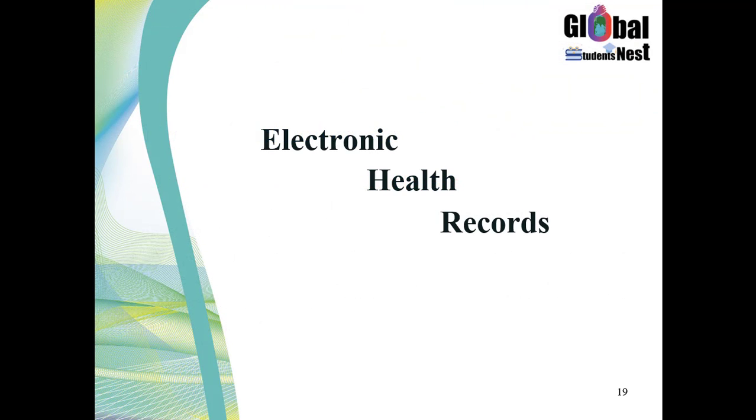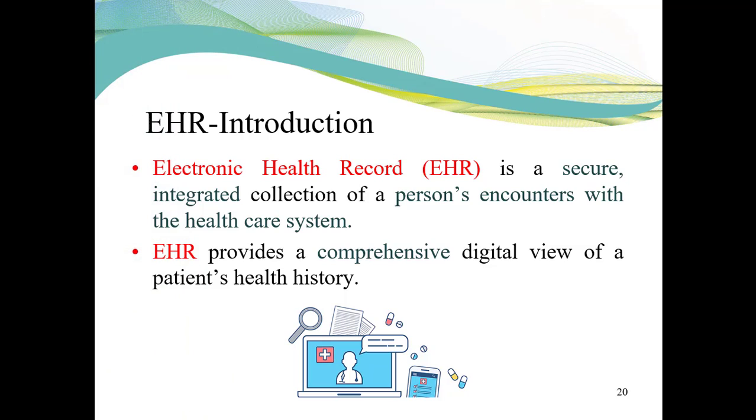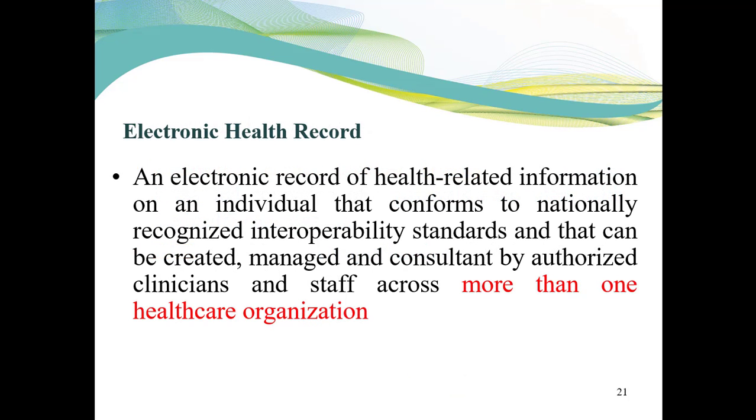About electronic health records. An electronic health record is a secure, integrated collection of a person's encounters with the healthcare system, and also provides a comprehensive digital view of the patient's health history. An electronic health record, for example, conforms to nationally recognized interoperability standards such as HL7, and can be created, managed, and consulted by authorized clinicians and staff across more than one healthcare organization.